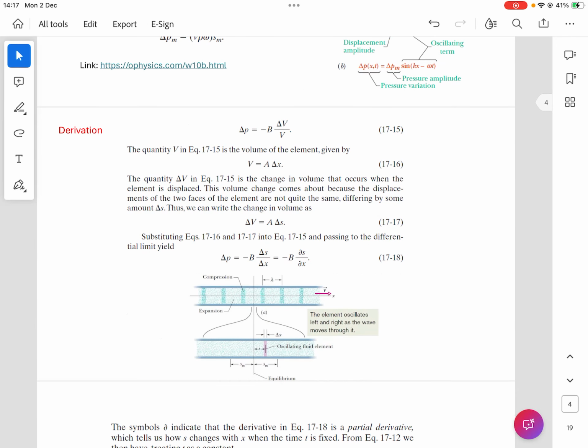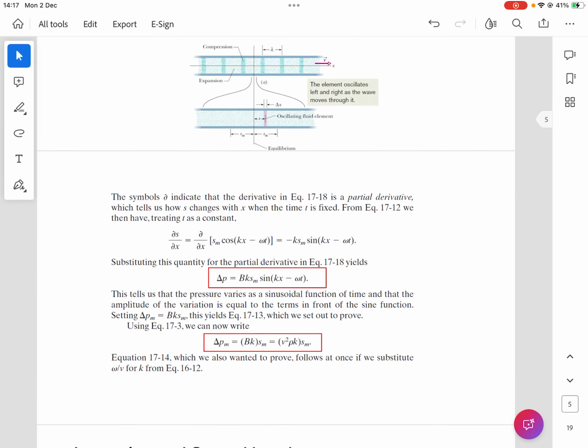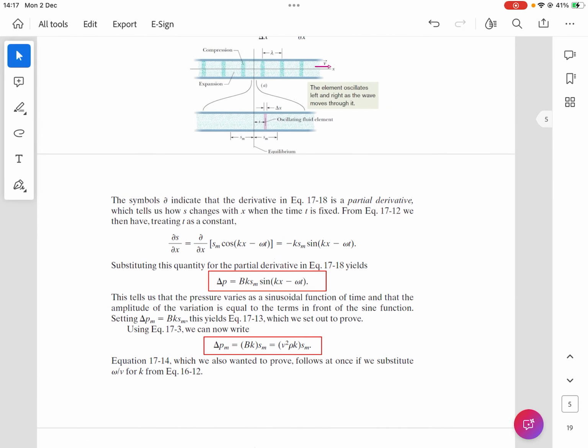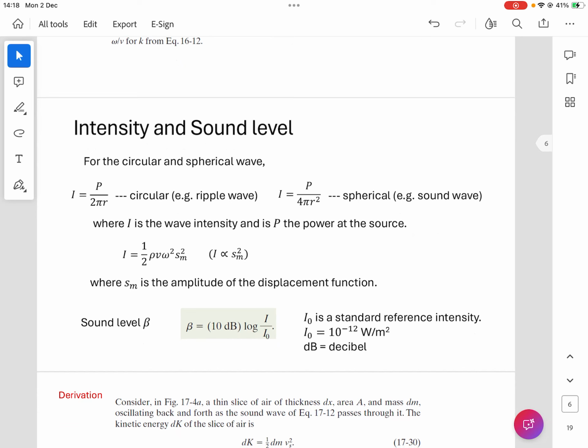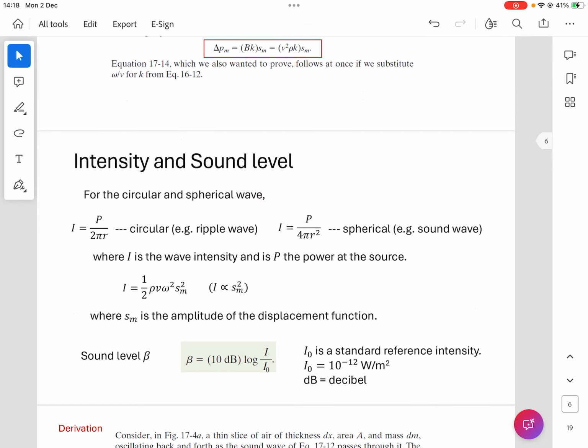Okay, you can look at the derivation to get the sound wave function, but I will not really focus on this, and of course you will not see anything like this in the exam. Okay, so we move on.